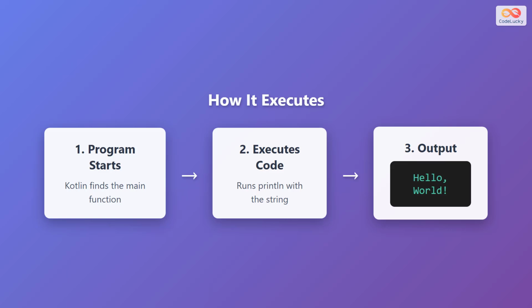Let's see how this all comes together. First, when you run the program, Kotlin finds the main function and starts there. Second, it executes the code inside, which is the println call with your string. Finally, the output appears in the console showing "hello, world". And that's your first Kotlin program. You now understand every single part of it. Practice writing this yourself and try changing the text to see what happens. Happy coding.